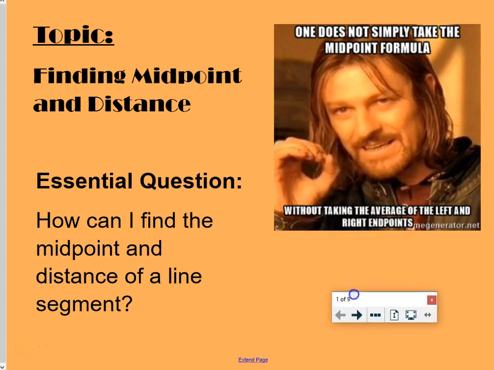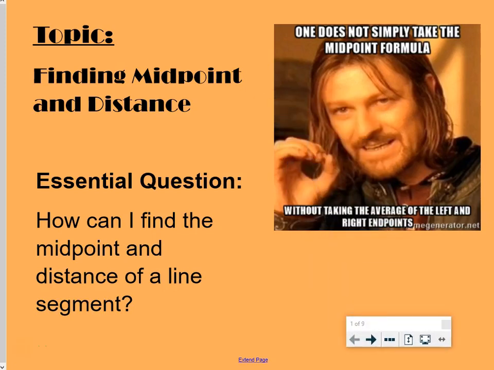Today our topic is finding midpoint and distance. So our essential question: how can I find the midpoint and distance of a line segment?